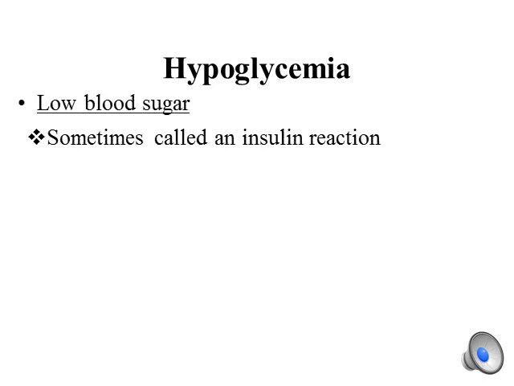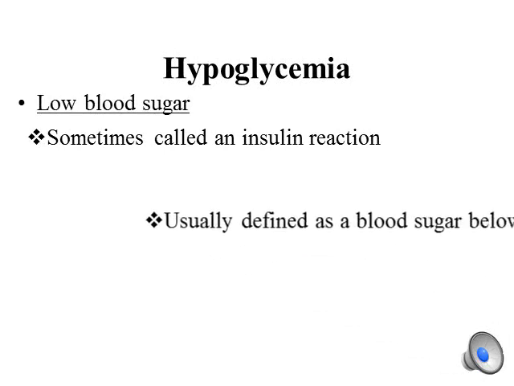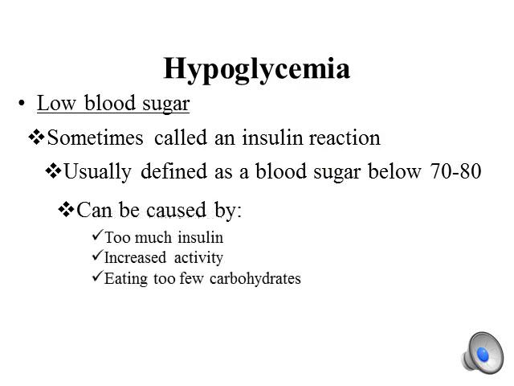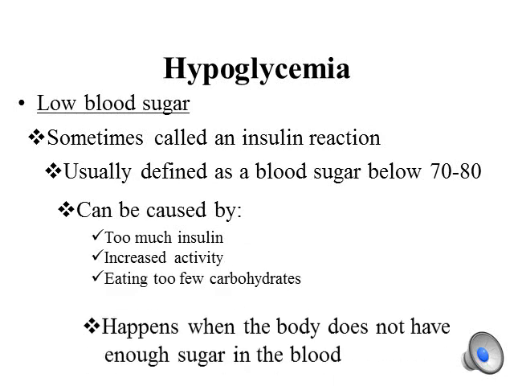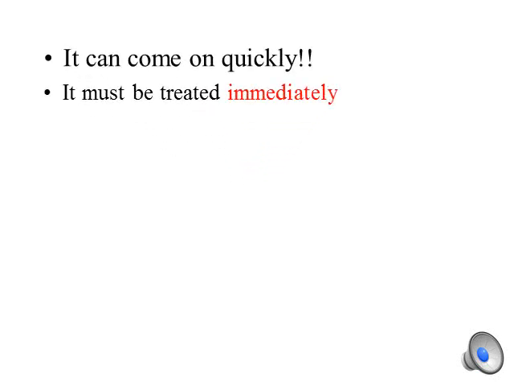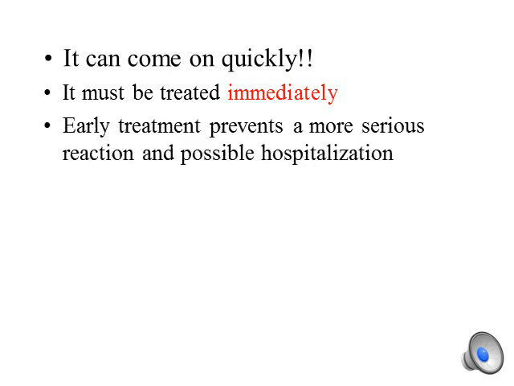And now let's talk of hypoglycemia. It indicates low blood sugar, sometimes called an insulin reaction, usually defined as a blood sugar below 70 to 80. It can be caused by too much insulin, increased activity, and eating too few carbohydrates. It happens when the body does not have enough sugar in the blood. It can come on quickly. It must be treated immediately. Early treatment prevents a more serious reaction with possible hospitalization.